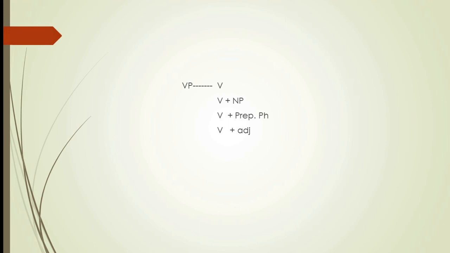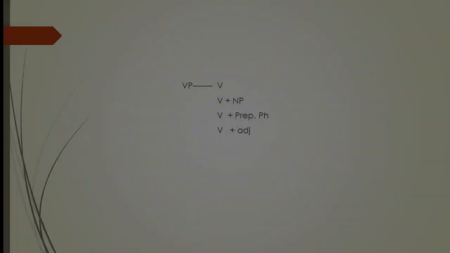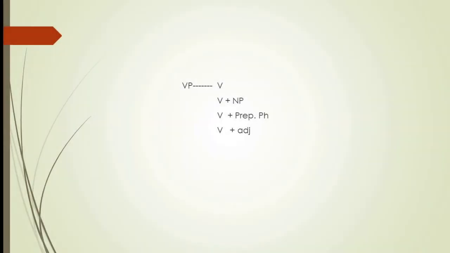What about the constituents of a verb phrase? It can be just a verb like the girl walked. Or it can be a verb plus a noun phrase. For example, the boy caught a bird. It can be a verb plus a prepositional phrase. For example, he sat on the chair. On the chair is the prepositional phrase. Or it can be verb plus an adjective like he is tall. Is is the verb and tall is the adjective.